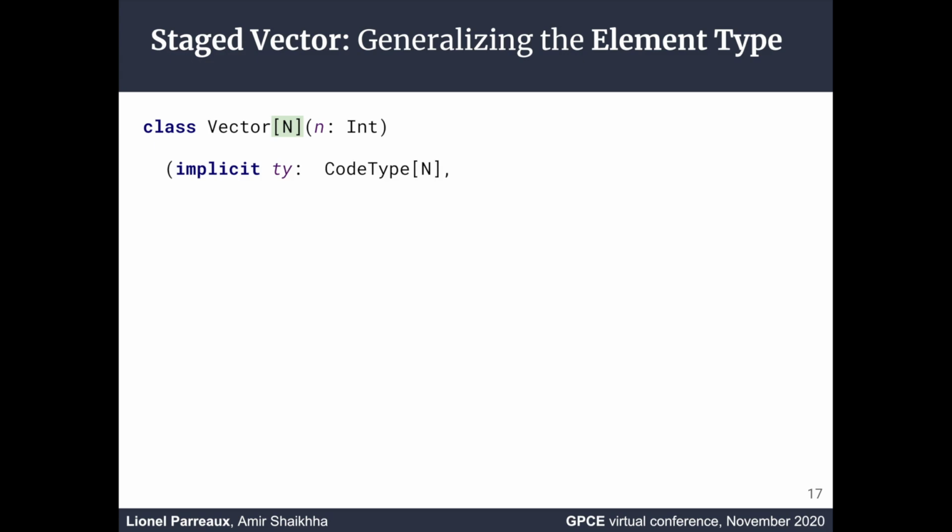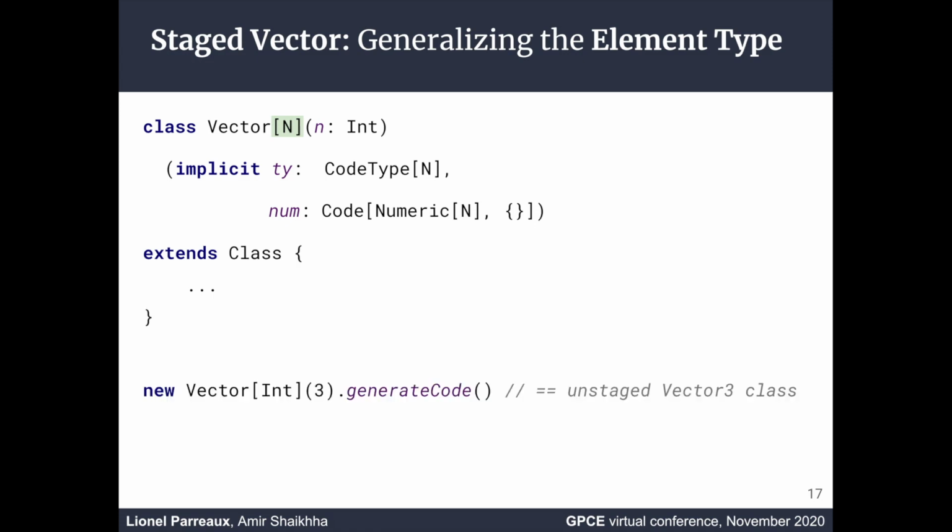In order to handle the generic type n in our stage class, we need to add an implicit parameter which reifies the representation of the element type n. This parameter will be synthesized by Squid automatically. Moreover, we need a second implicit parameter for witnessing the fact that n is a numeric type. The implementation details of this version of the staged vector class can be found in full in the paper.